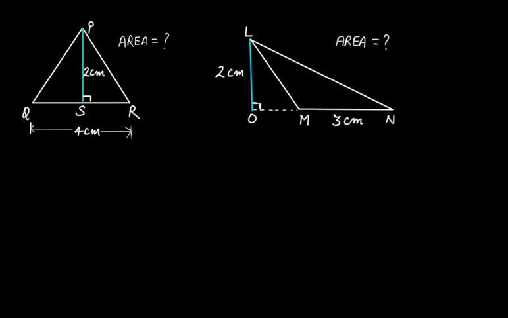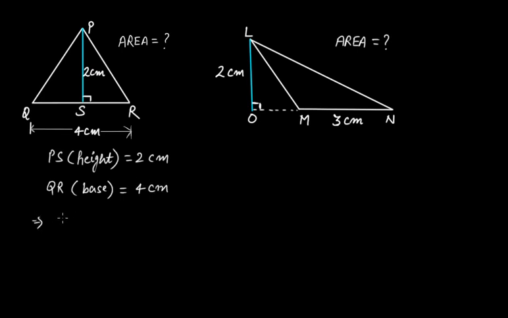Let's solve some problems. In this triangle PQR, QR is given as 4 cm, and the height is the altitude, the perpendicular drawn from vertex P on side QR. The length of PS, that is the height, is 2 cm, and side QR is the base, 4 cm.